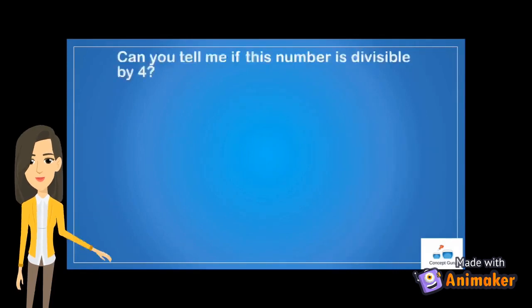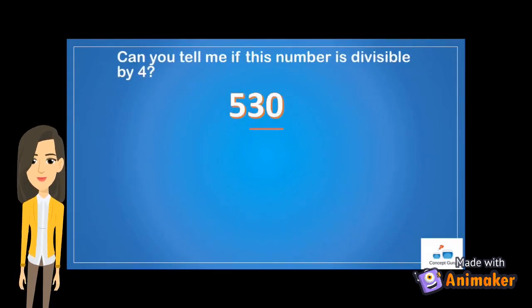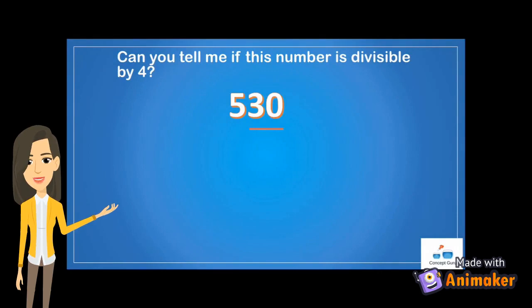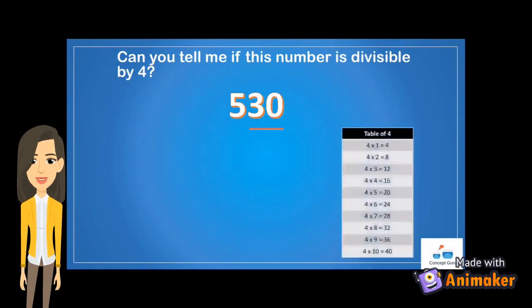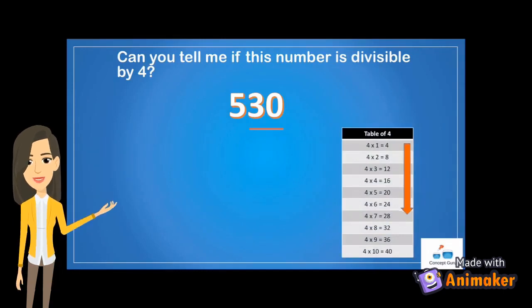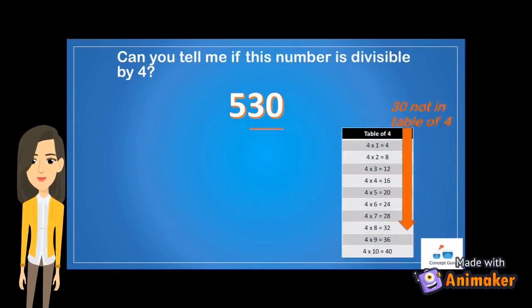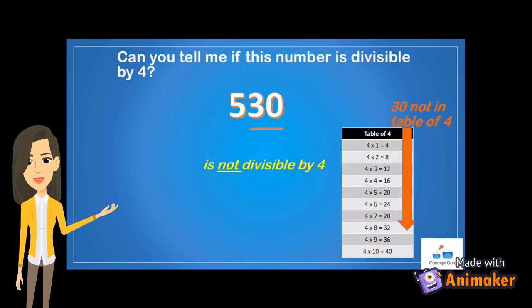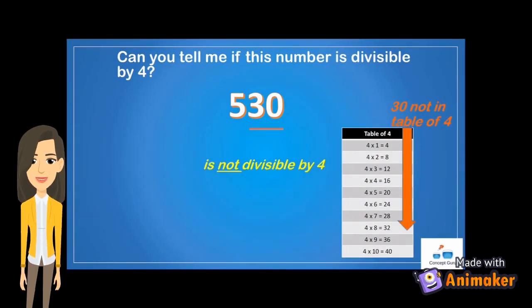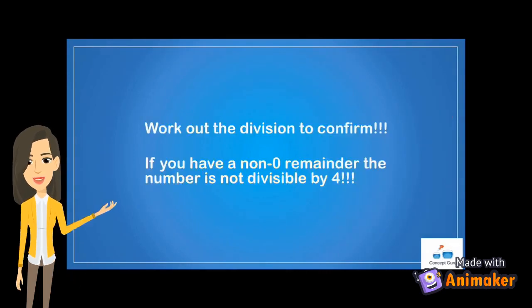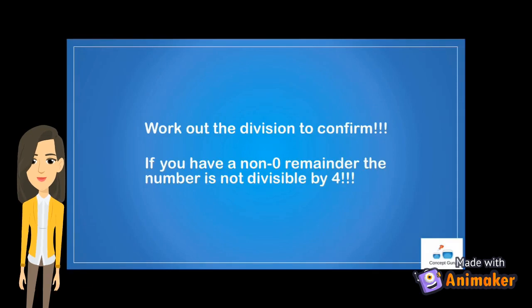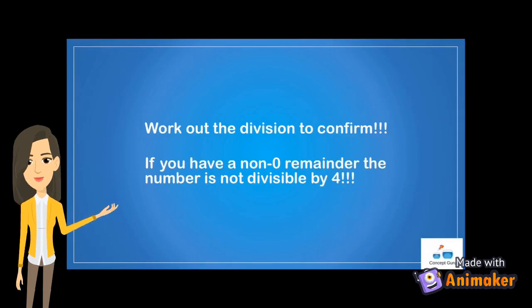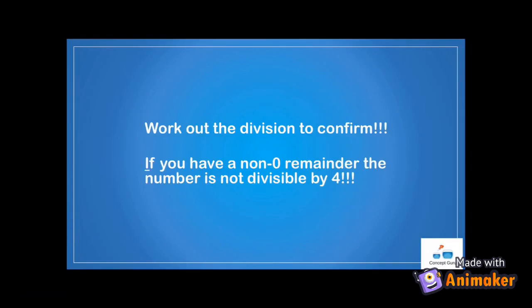Now, can you tell me if this number is divisible by 4? 530. The last two digits form the number 30. And in the table of 4, oh my god, I don't find 30 at all. So 30 is not in the table of 4. And hence 530 is not divisible by 4. You can also work out this division to confirm by yourself. If you have a non-zero remainder, the number is not divisible by 4.